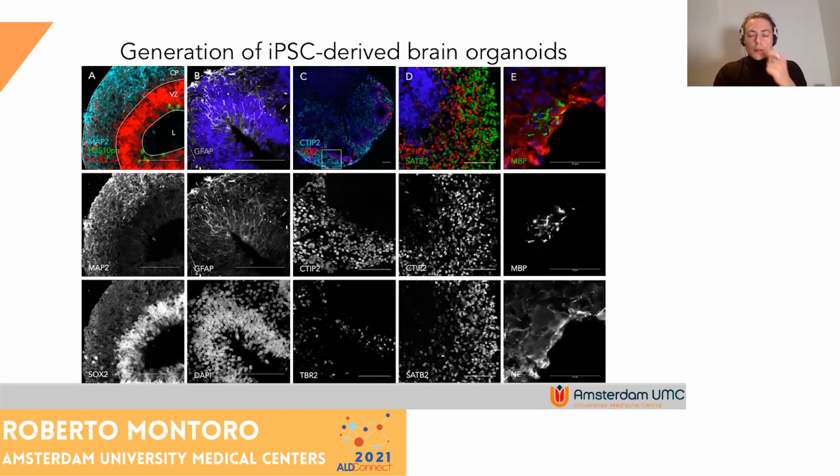And if we keep them even longer in culture, we get some glia cells that I mentioned before, like for example oligodendrocytes, here labeled by MBP.